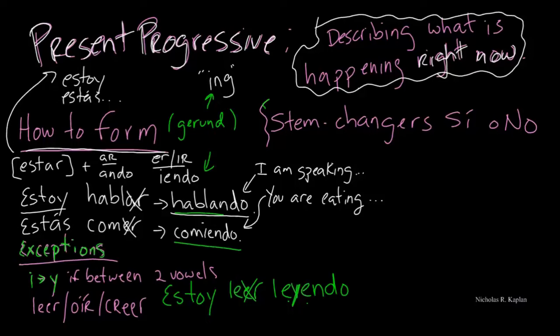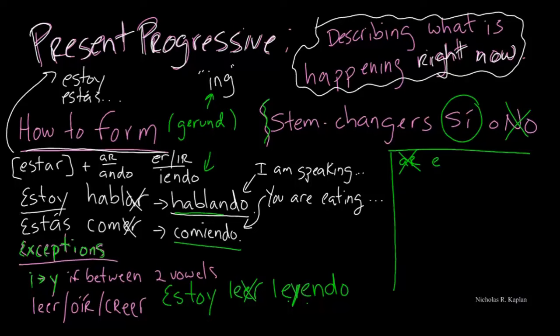The final thing that we need to know is, are there any stem changers? And yes, there are. But the good news is, our stem changers, they don't happen in AR verbs. They don't happen in ER verbs. They only happen in IR verbs. So what kind of change do we have? Well, we can have an O change to a U, or an E can change to an I. Well, how will I know if it's a stem changing verb? Well, if it changes in the present, it changes in the present progressive.